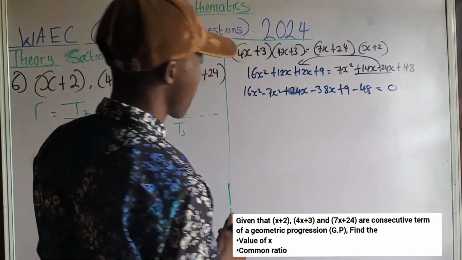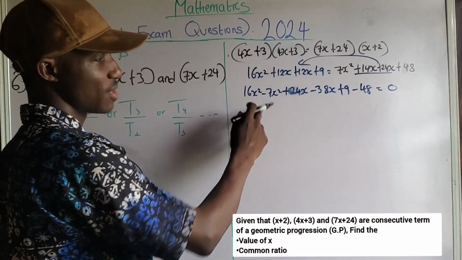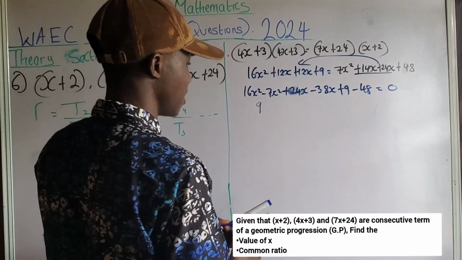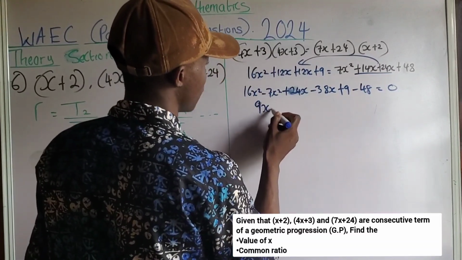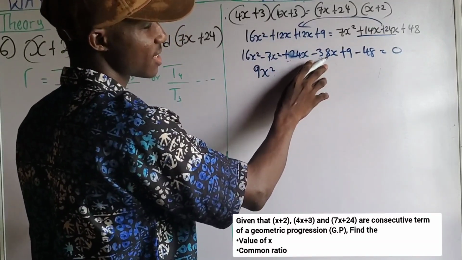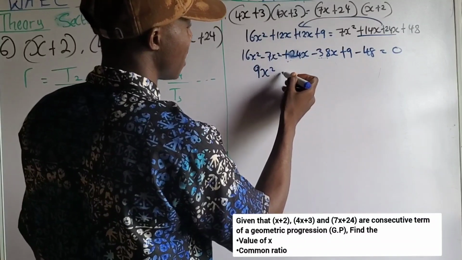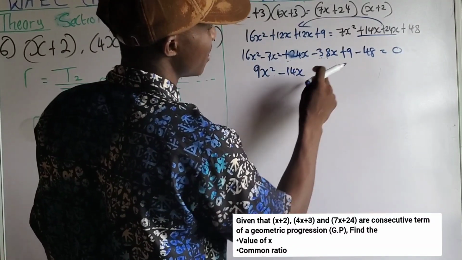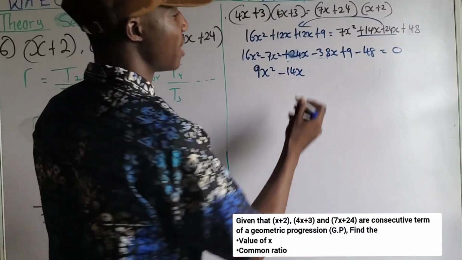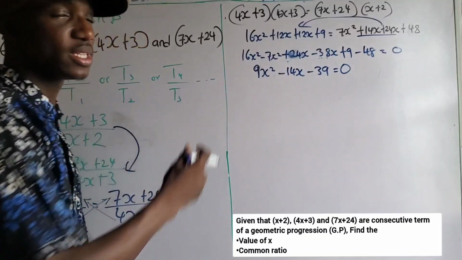Now, 16x squared minus 7x squared, that is 9x squared, right? So I'm going to have 9x squared. Okay, let's proceed. Plus 24x minus 38x, that is minus 14x. Now, for the last one, we have plus 9 minus 48, that is minus 39. Minus 39 equals to 0. Now, we have obtained this quadratic equation.